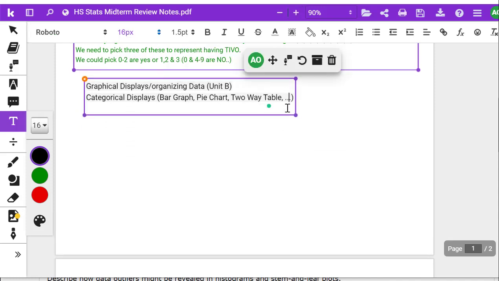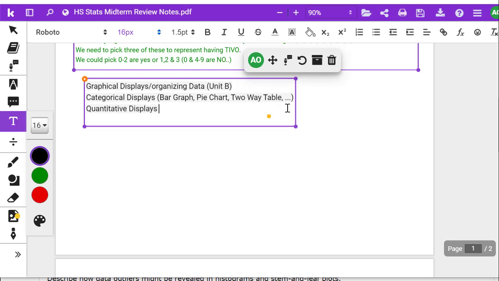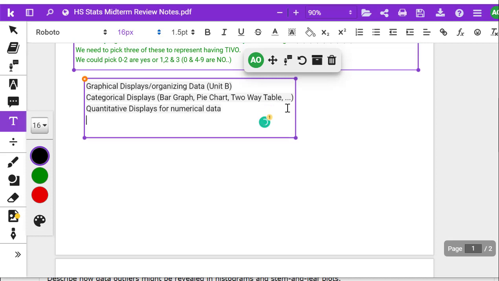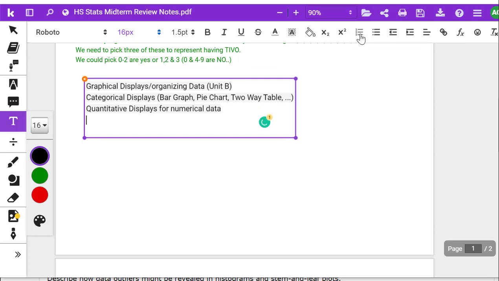Then we have quantitative. So this is for numerical data. And there we have, actually, let me do a little dot plot here.